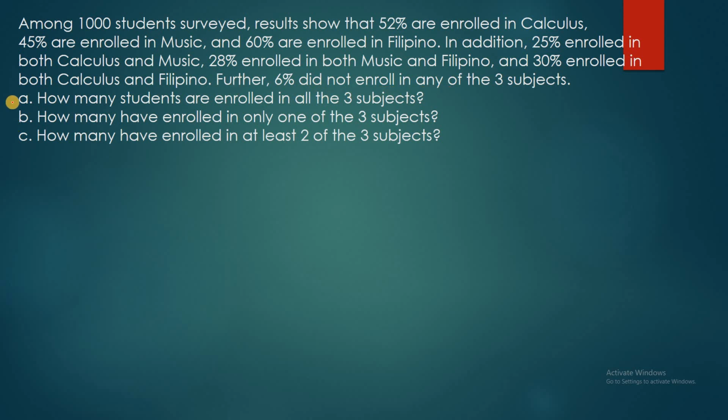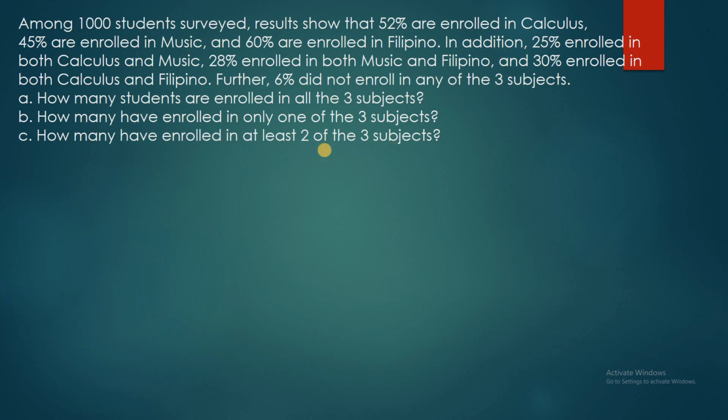So here are the following questions. Letter A, how many students are enrolled in all of the three subjects? Letter B, how many have enrolled in only one of the three subjects? And letter C, how many have enrolled in at least two of the three subjects?